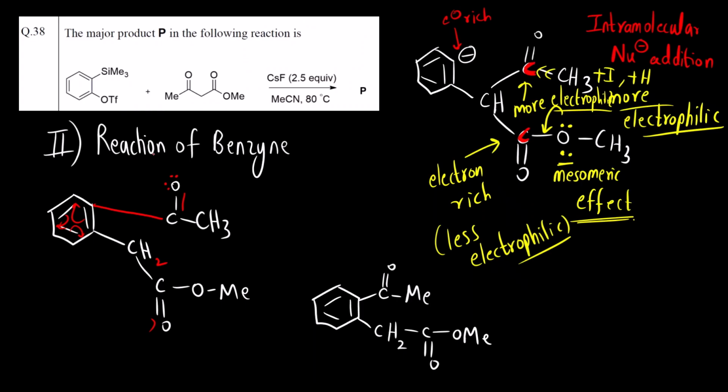I hope you have understood the solution. The first step was formation of the benzyne intermediate, then the benzyne intermediate reacts with the carbonyl compound, that is, the active methylene compound that is given, and then there was the intramolecular nucleophilic addition and we got the final product.